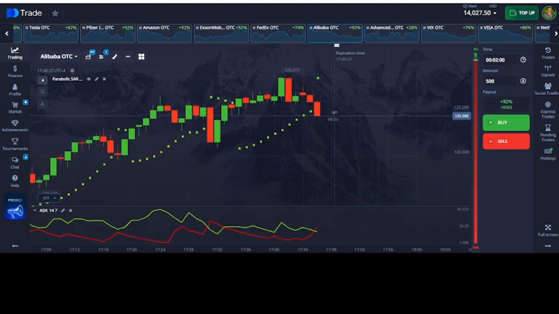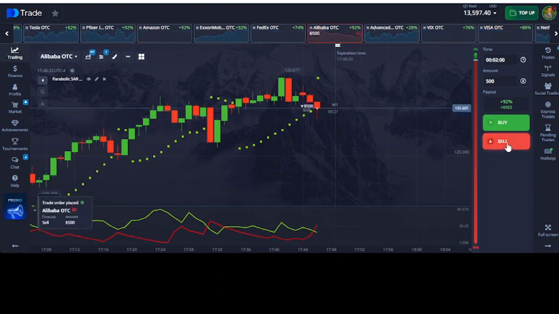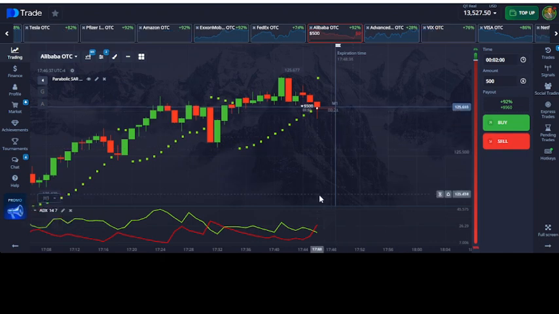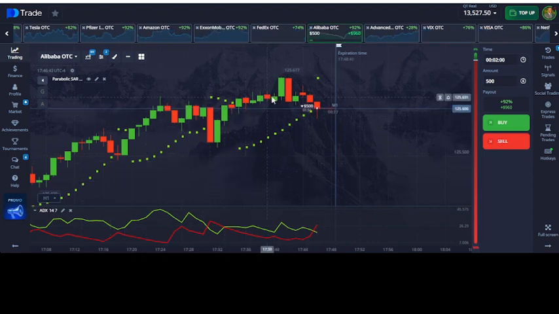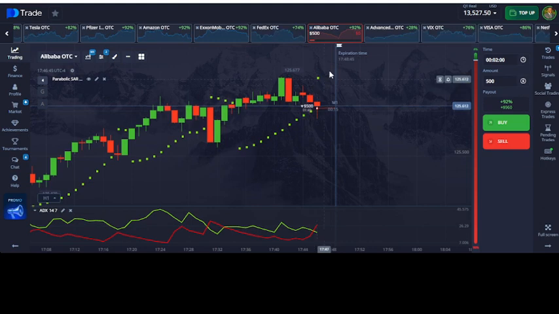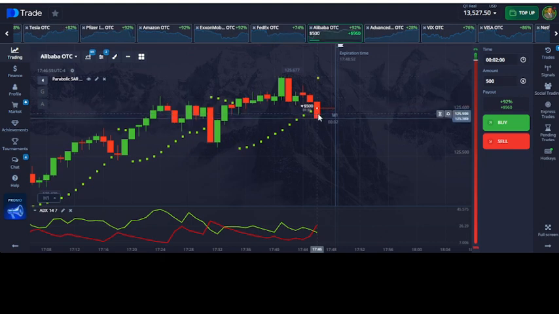Okay, so I'm on Alibaba and I'm going to take a sell trade here. The reason why I took the sell trade or the put trade here is we were seeing a bullish trend in the price here, but then this parabolic SAR dot printed above the candle here, suggesting the beginning of a reversal here.